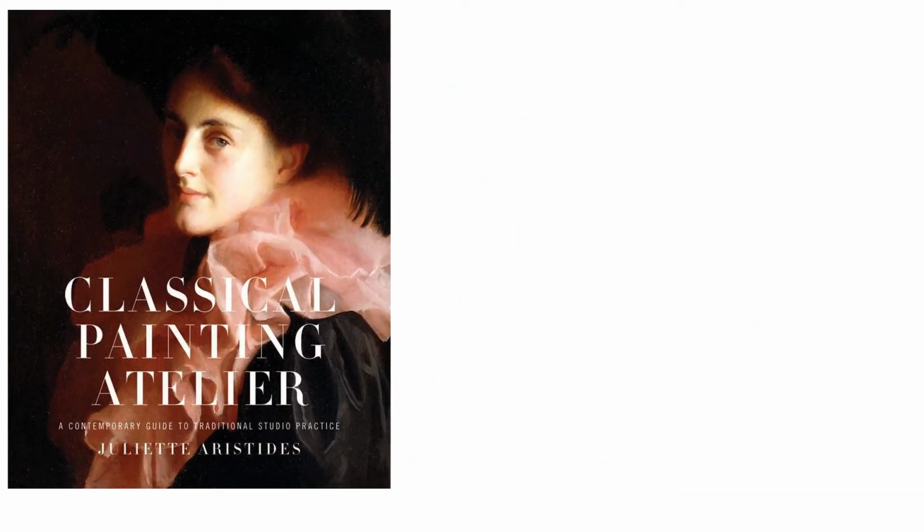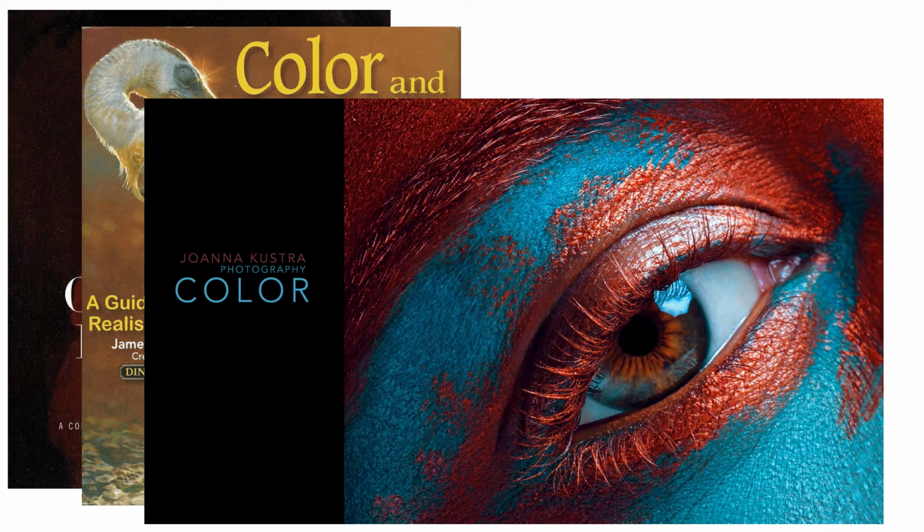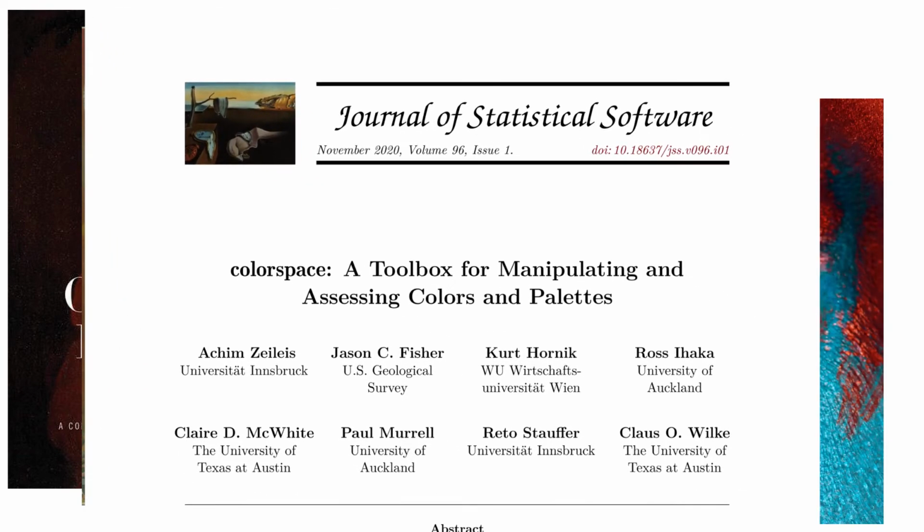References. To understand how color works, you can turn to books for artists, for instance, those by James Gurney. Material on color grading for photographers, such as Joanna Custer's tutorial, may also be of interest. Some books on color theory may be relevant, but most just contain an accumulation of supposedly universal but arbitrary facts about color. The paper on the color space R package contains a more detailed presentation of color spaces and advocates the HCL color space.